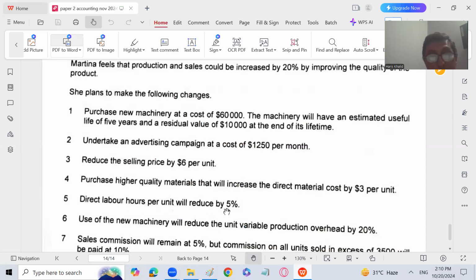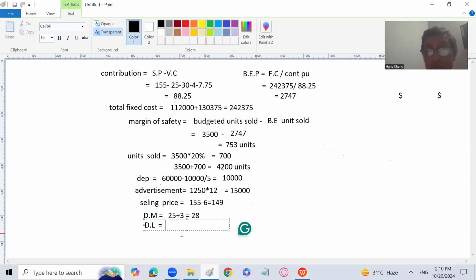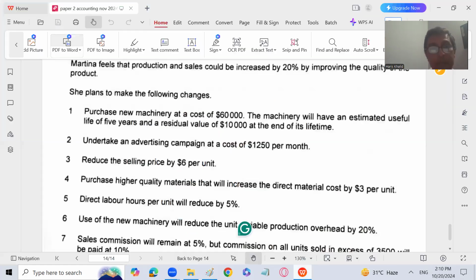Direct labor hours per unit will reduce by 5%. So direct labor cost will reduce by 5%. Hours are not given actually in the question. Otherwise, I would have calculated the hours per unit, right? But it is decreased by 5%. It means the direct labor cost will decrease, because the price has not changed, only the hours have changed. What is the direct labor? That is 30. So 30 has been decreased by 5%. 5% of 30 is 1.5. So the direct labor cost is now 28.5. Okay. So 28.5 is the direct labor per unit.